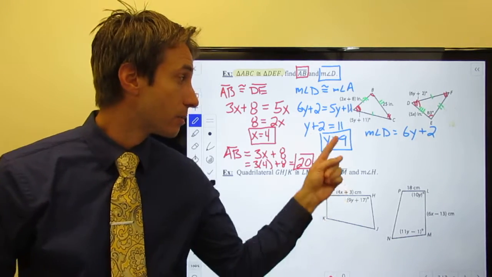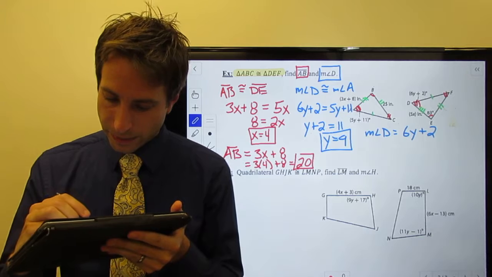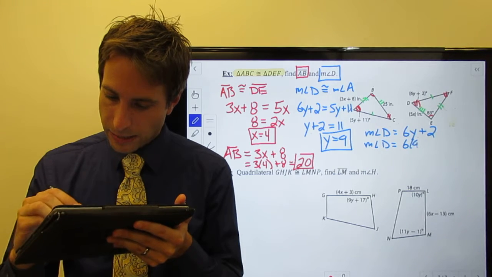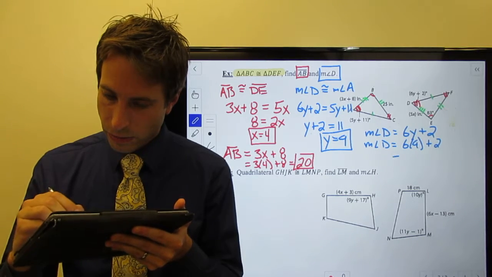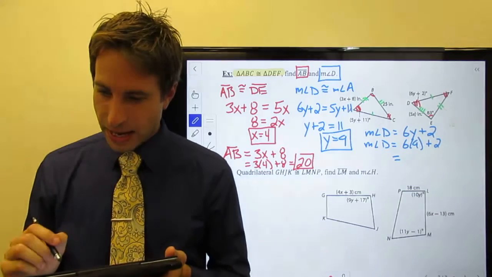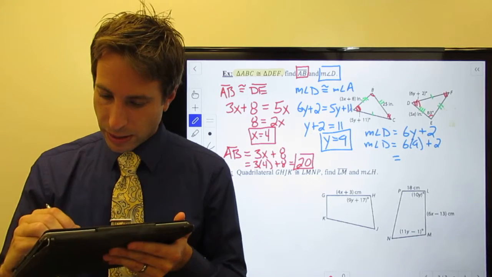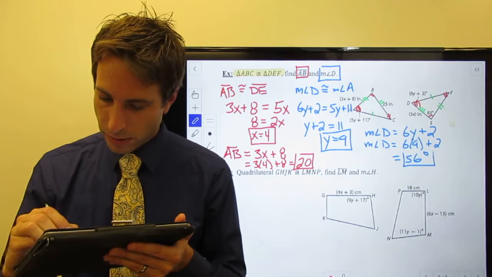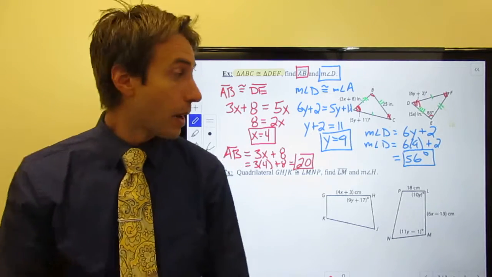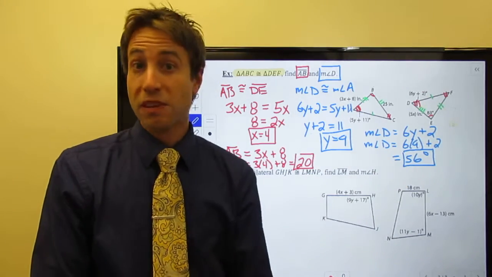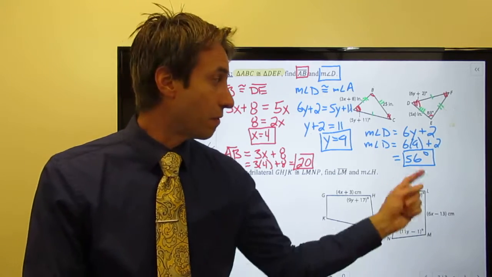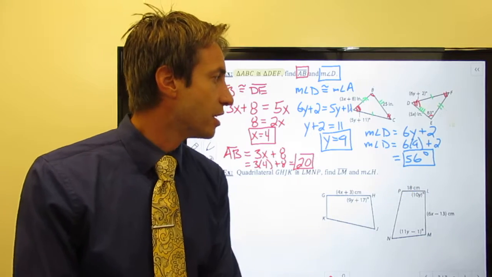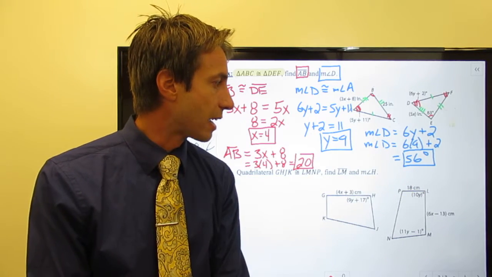I know what y is. Y is 9. So the measure of angle D is equal to 6 times 9 plus 2. Well, 6 times 9 plus 2 is going to be 56 degrees. Right? Because 6 times 9 is 54, 54 plus 2, 54, 55, 56. 56 degrees, the measure of angle D.